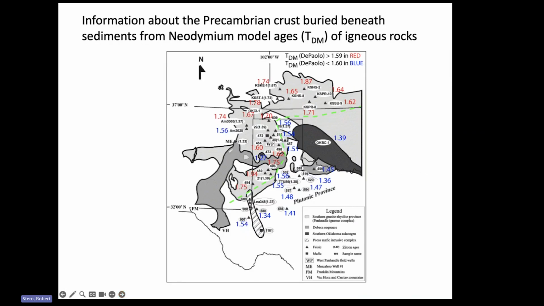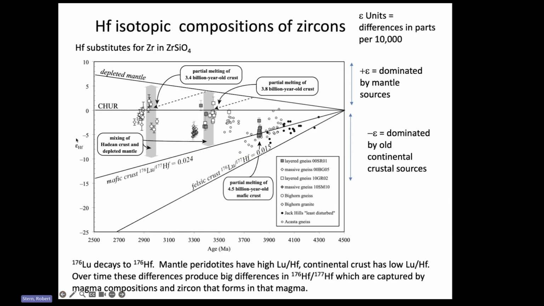This one's kind of neat. This is information about the Precambrian crust beneath buried sediments of North Texas, Oklahoma, and New Mexico. So what we're doing here, we're not dating rocks. We are actually determining model ages. It's complicated, but what we do is we basically extrapolate back to the depleted mantle curve, and that tells us when the continental crust fractionated from that. It's a model age.